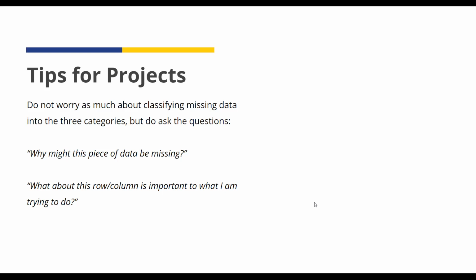Don't worry so much about classifying whether or not stuff is missing at random or completely at random or whatever, but do ask yourself a couple of questions when you're looking at your data set, and that is, one, why might this piece of data be missing? Could there be a reason for it? And two, what about this row or column is important to what I'm trying to do, right? If you determine a specific feature to be important to your project, you're going to have to take a little more consideration as to how you deal with missing values in that particular feature.